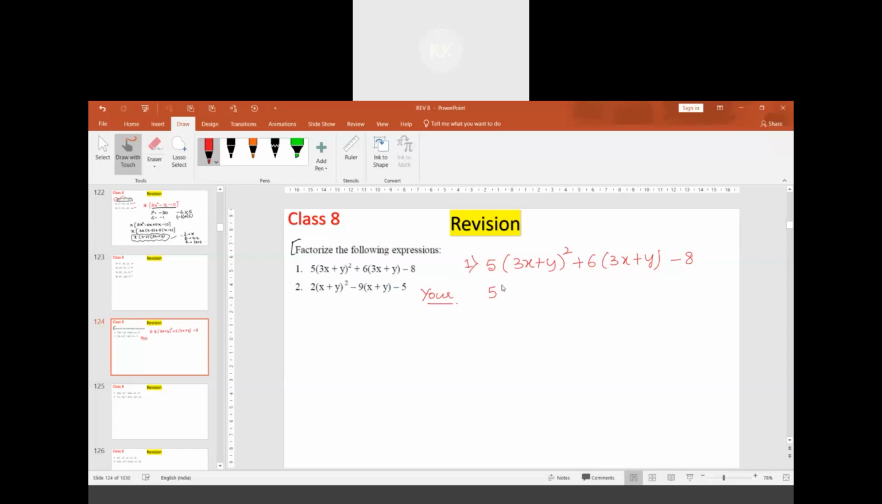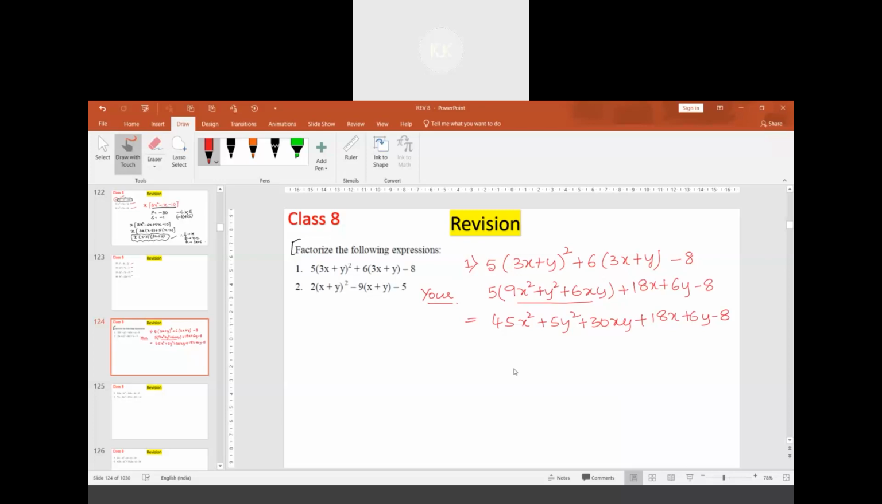Let's write this as 5 times of 9x square plus y square plus 6xy, the 2ab term. Now 6 to be multiplied, it becomes 18x plus 6y minus 8. Now further this 5 to be multiplied to these three terms: 45x square plus 5y square plus 30xy plus 18x plus 6y minus 8.